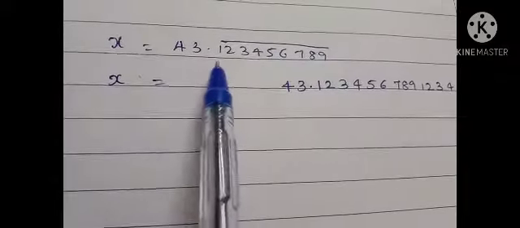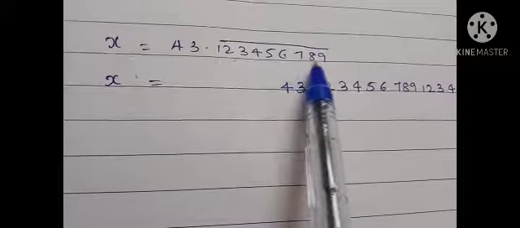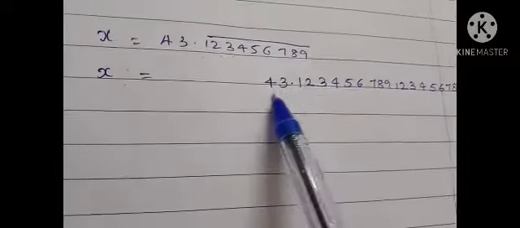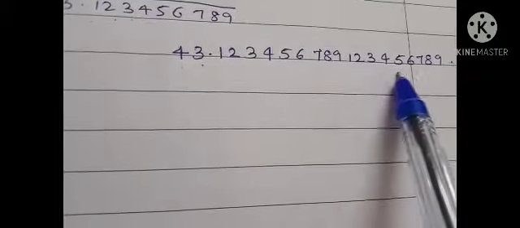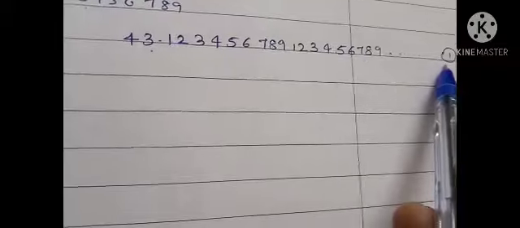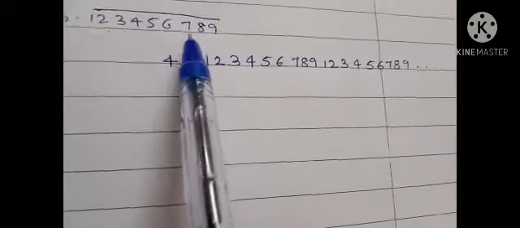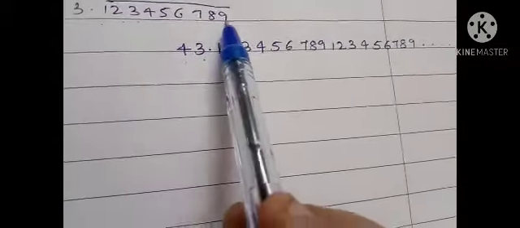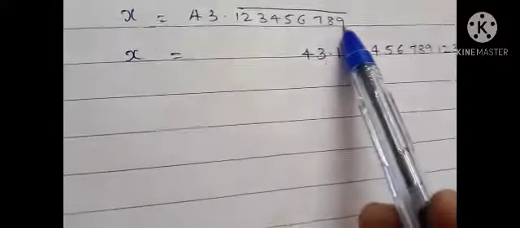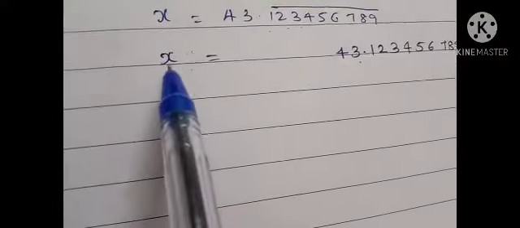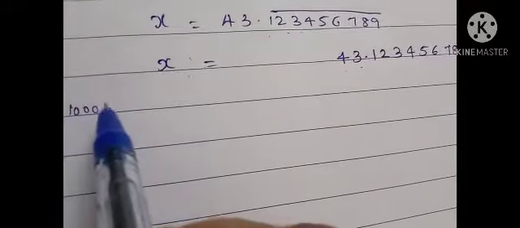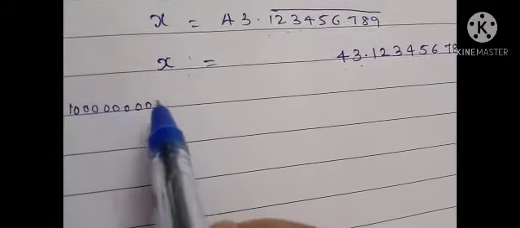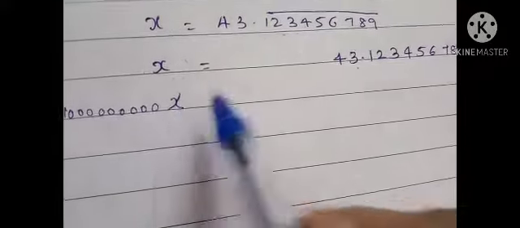Let x equal 43.123456789 bar. That means x equals 43.123456789, 123456789, etc. That we can take as equation 1. Then how many digits after the decimal are repeated? 9 digits repeated. So we have to multiply x by 1 and 9 zeros, that is, 10 raised to 9 times x equals.